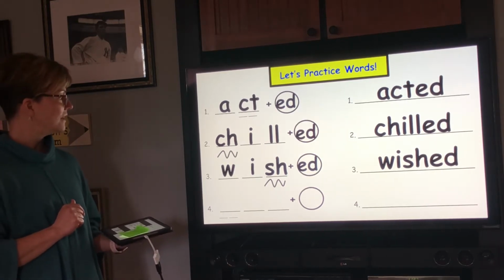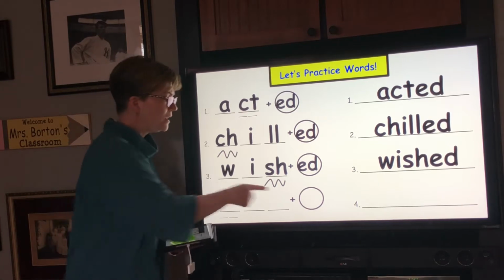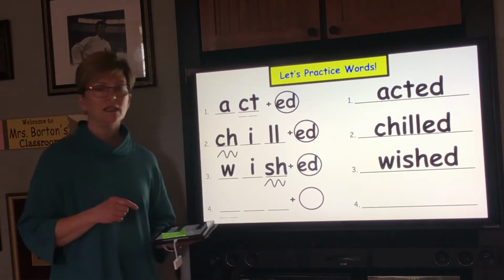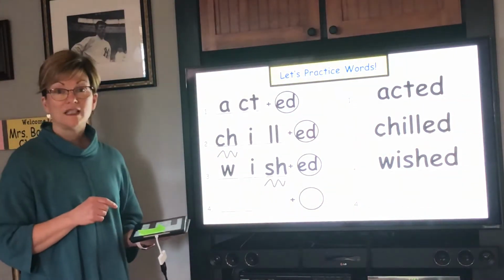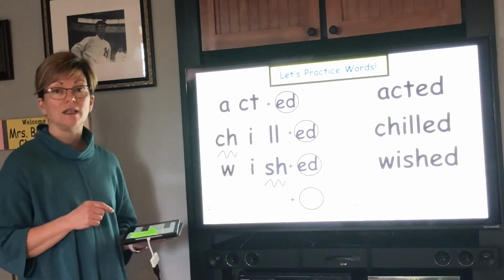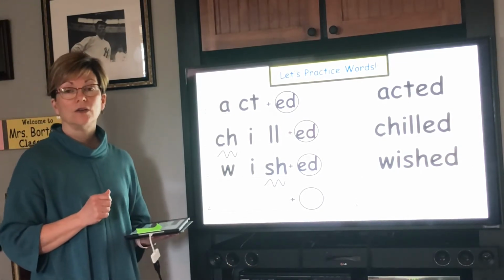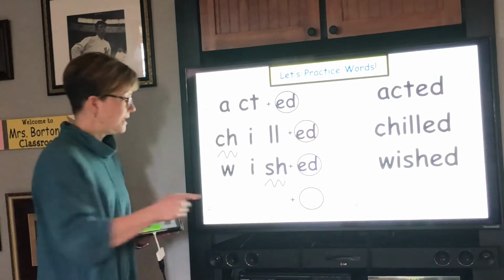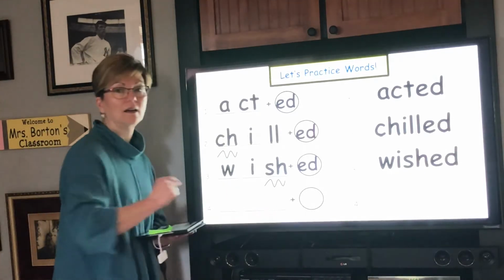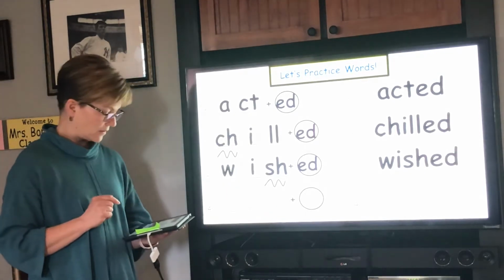All right. Now this time, we know this is an ED. Let's see if we can figure out what sound it's making. Is it going duh or t or id? And let's think about why. What happened here that made it make that sound? All right.